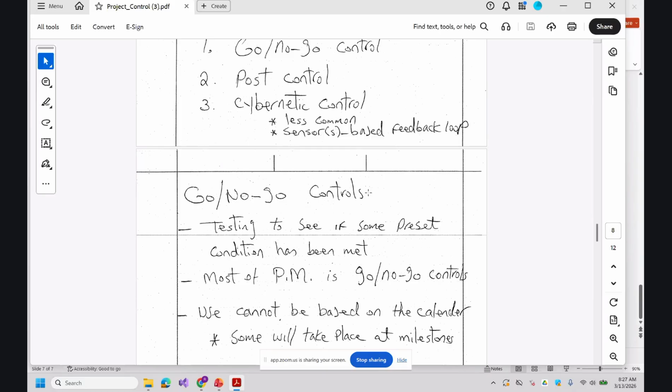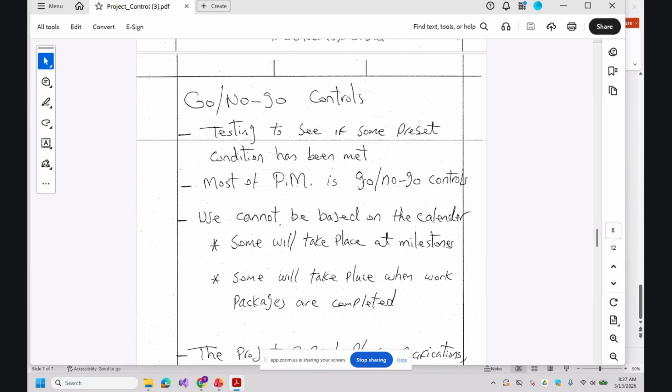So what is go/no-go control? Testing to see if some preset condition has been met. How can you check this? How can you check to see if some preset condition has been met? What tools do you have in hand?